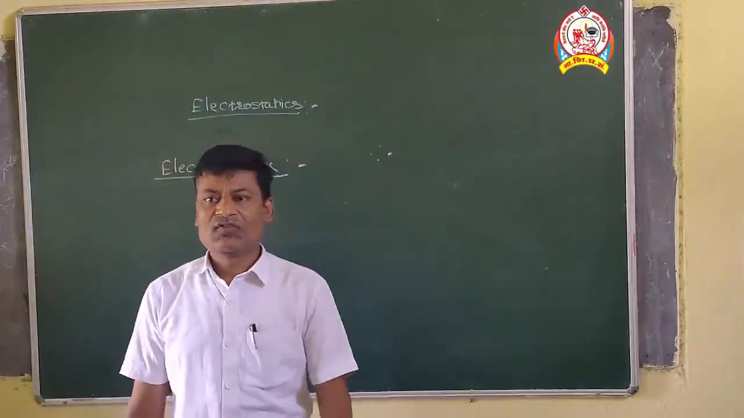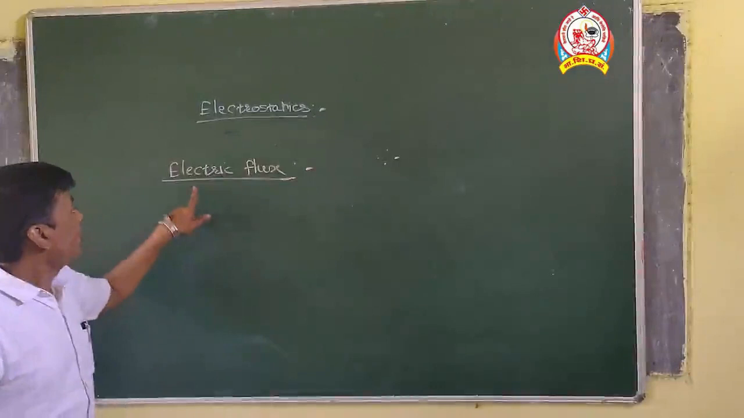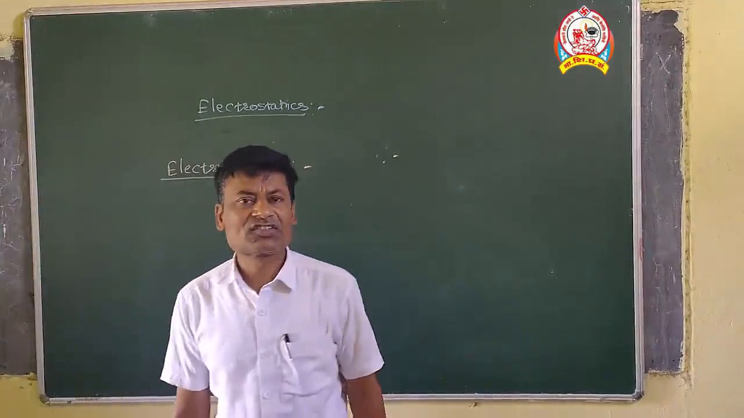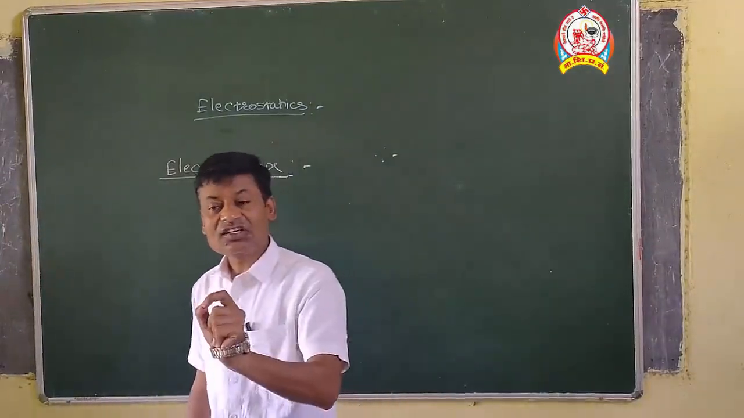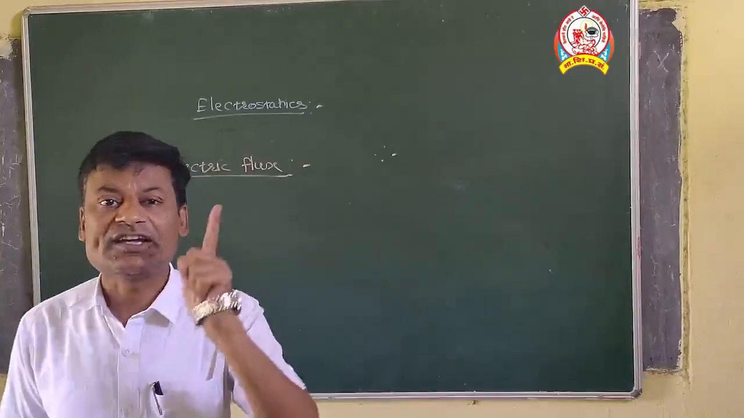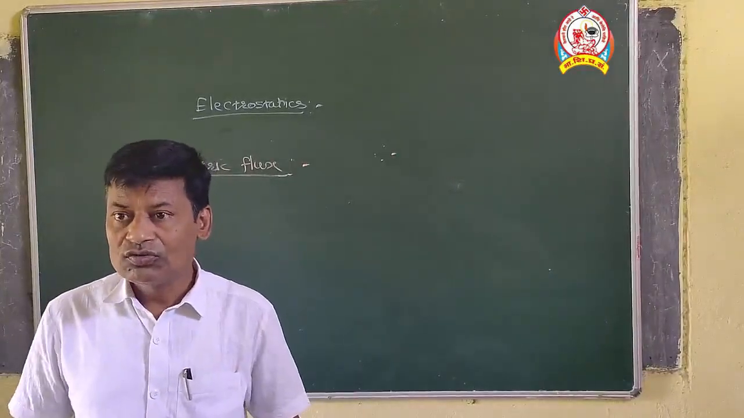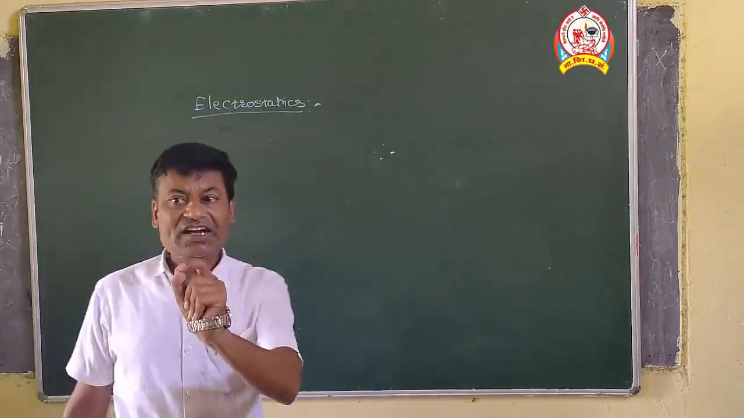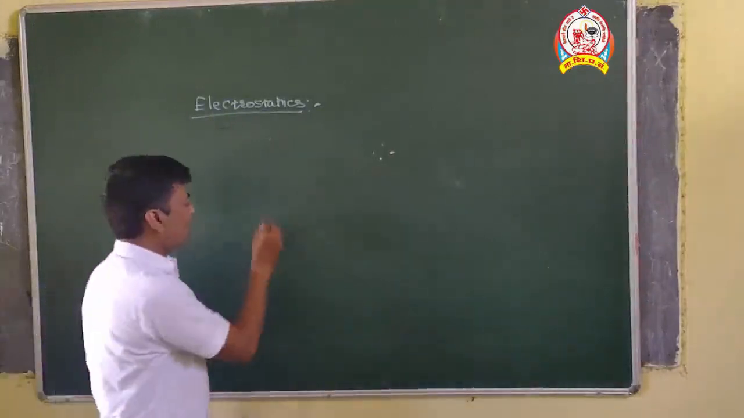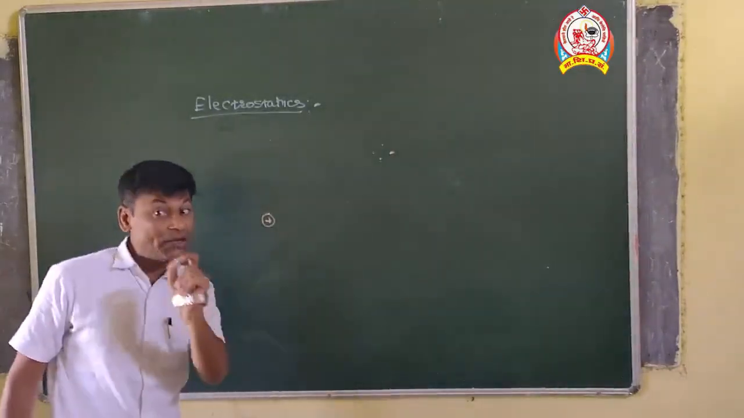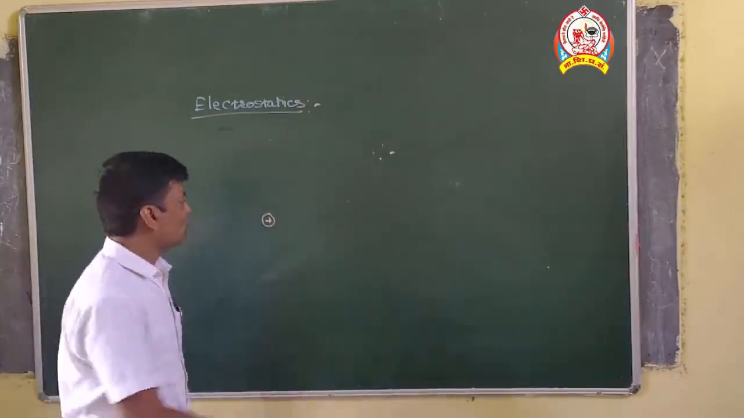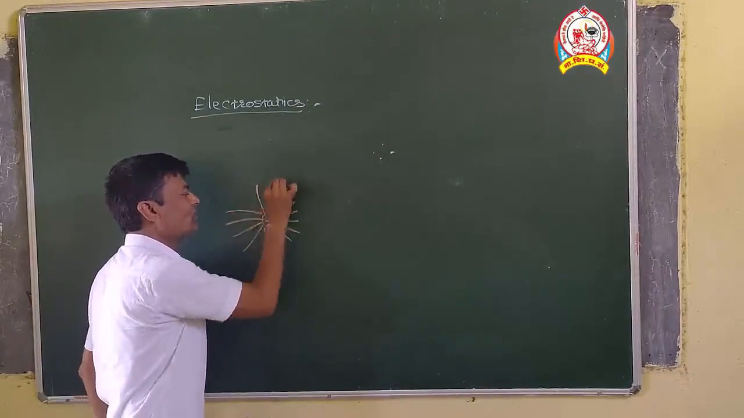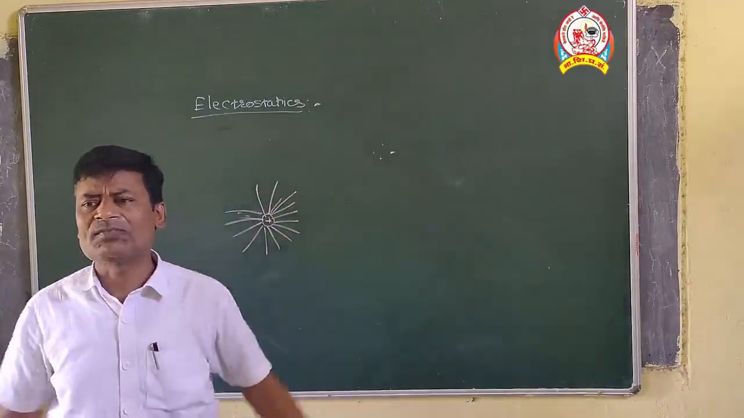Electric flux. Okay friends, now we go to the next point, that is the electric flux. So what is this electric flux? This electric flux is generated due to the electric lines of force. How? Okay, see that. I told you about electric lines of force. From that stable positive charge, remember again, a number of electric lines of force are generated. They are emitted from that.